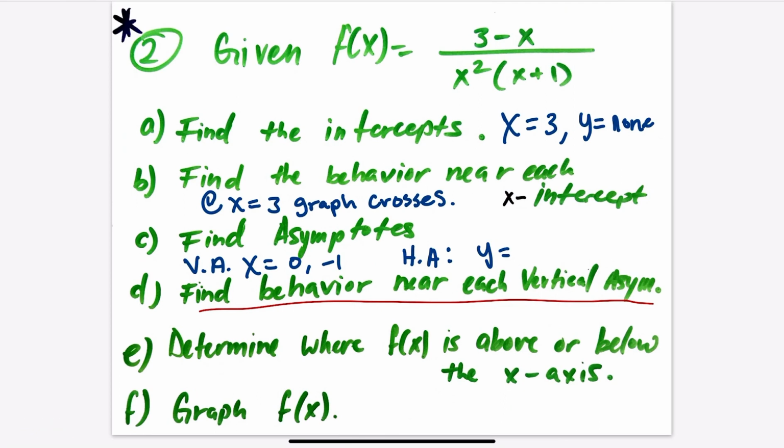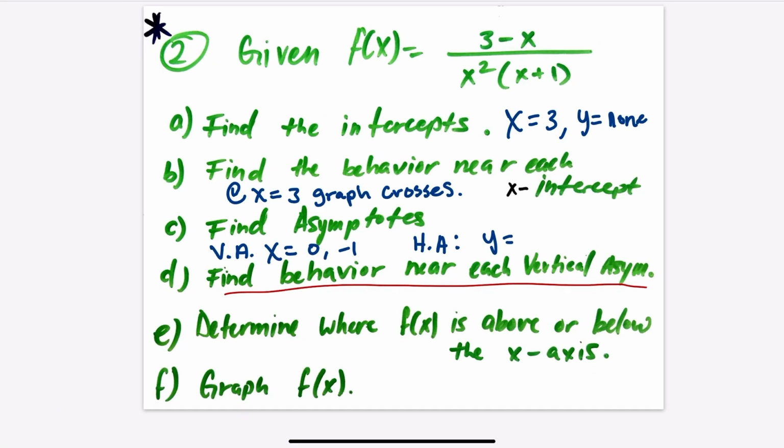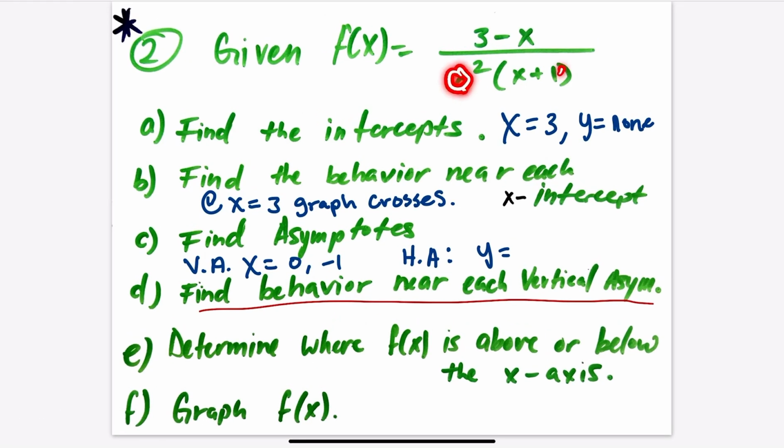To find the intercepts, first to find the x-intercept, you need to set the numerator equal to 0. I got x equals 3. And for the y-intercept, there's none. If you had plugged in 0 at the bottom, this whole thing would have become undefined, and we can't have that, remember?